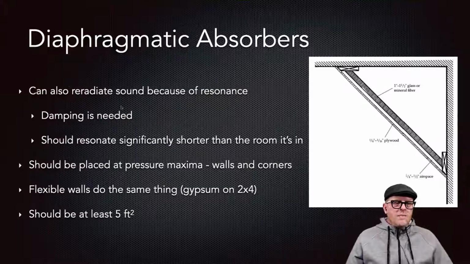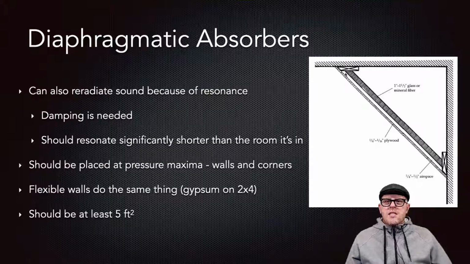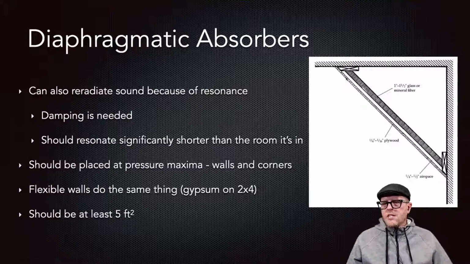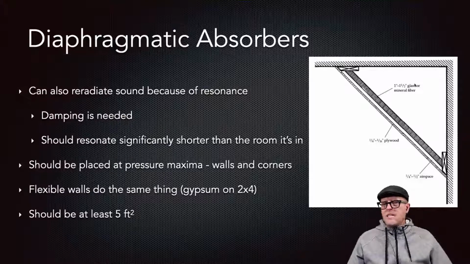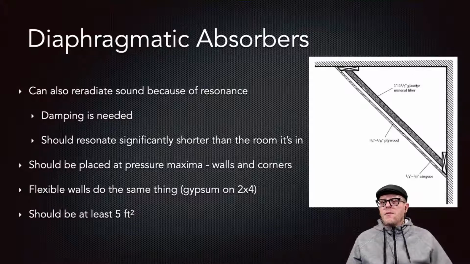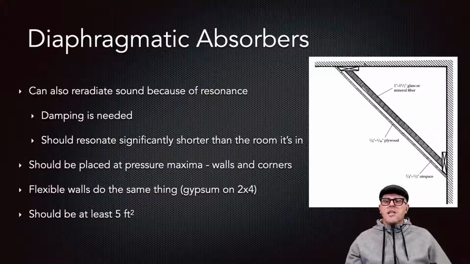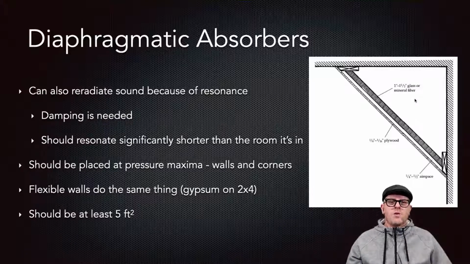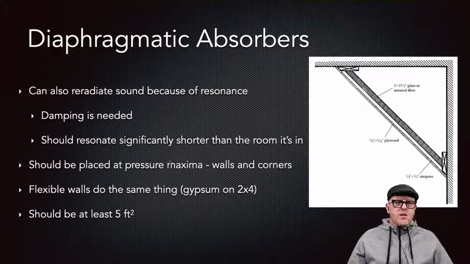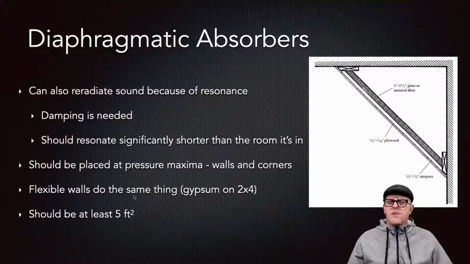Okay, so this is interesting. We'll talk about pressure maxima at walls and corners later, but this is a great place to add it. So we add plywood, add a little bit of damping material, and you can have it wide open behind here. It doesn't even need to be completely filled. Filling it isn't bad, but you don't need to, so this is a very cost effective way of doing some good low frequency absorption. It should be at least 5 square feet.